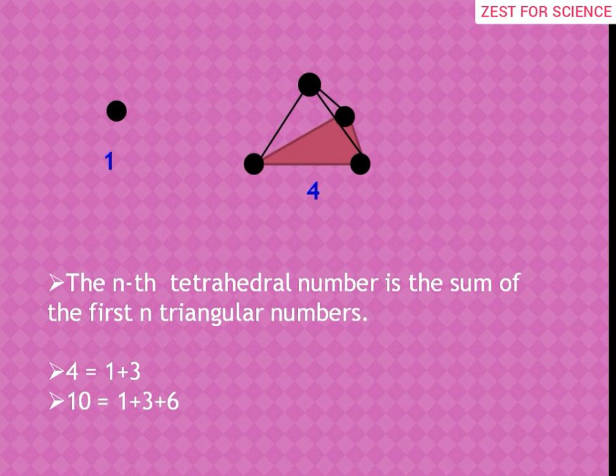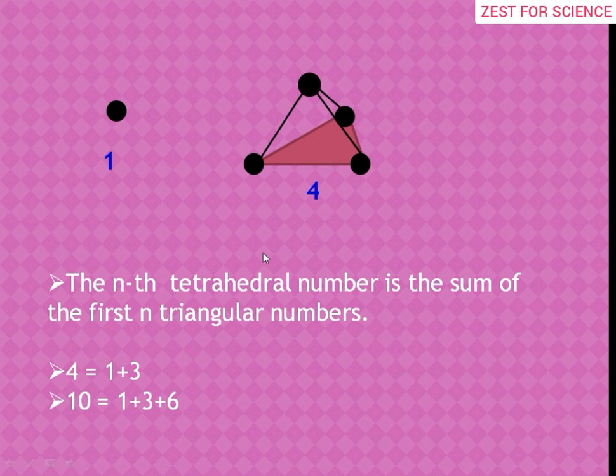Now, what are tetrahedral numbers? A number is called a tetrahedral number if it can be represented as a pyramid with a triangular base and 3 sides. Here you get 1, where there is only 1 dot. For the second tetrahedral number 4, you get 4 dots.